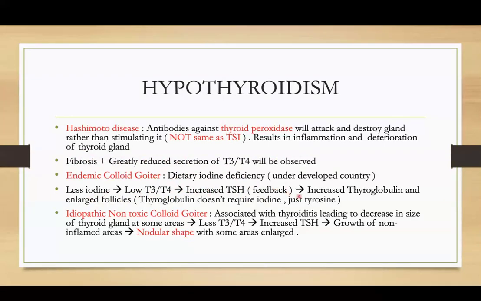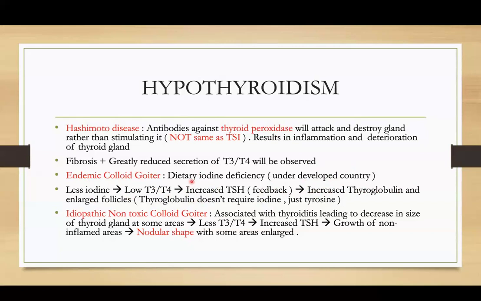If TSH increases, it's going to go to the thyroid follicle, it's going to stimulate them, and this is going to lead to increased thyroglobulin and enlarged follicles, right? Thyroglobulin, if you guys remember, is 70 tyrosines. It does not require any iodine, right? So it's going to keep increasing. It doesn't need iodine. So basically what the brain thinks is wrong is that there's low T3 and T4, so I need to stimulate them to make more.